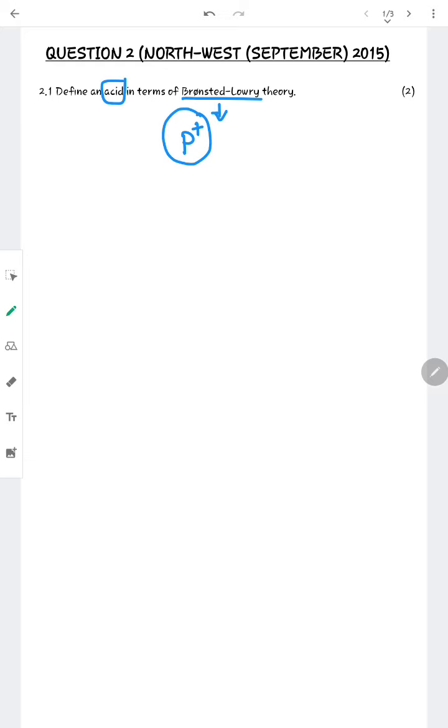So your answer in this particular case would make reference to how a proton behaves when you deal with an acid. And when you're dealing with an acid, it is a proton donor. Right. For 2 marks, putting it in a sentence would be beneficial, but I don't see anything wrong with this particular answer if you leave it just as it is.